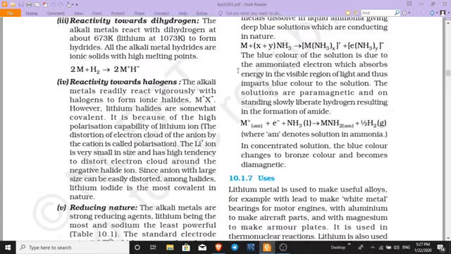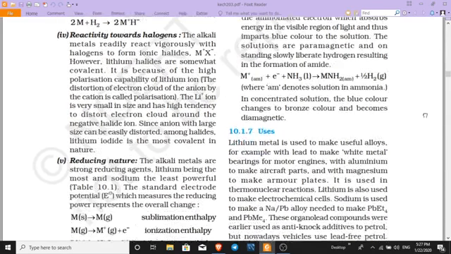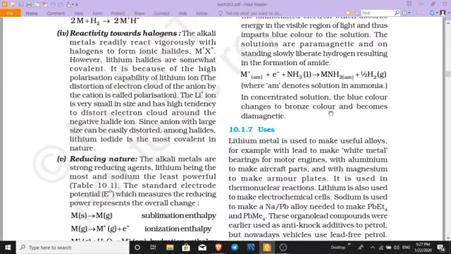The blue color of the solution is due to the ammoniated electron, which absorbs energy in the visible region of light and thus imparts blue color to the solution. The solutions are paramagnetic and on standing slowly liberate hydrogen, resulting in formation of amide. So amide is formed here. In concentrated solution, the blue color changes to bronze color and becomes diamagnetic.